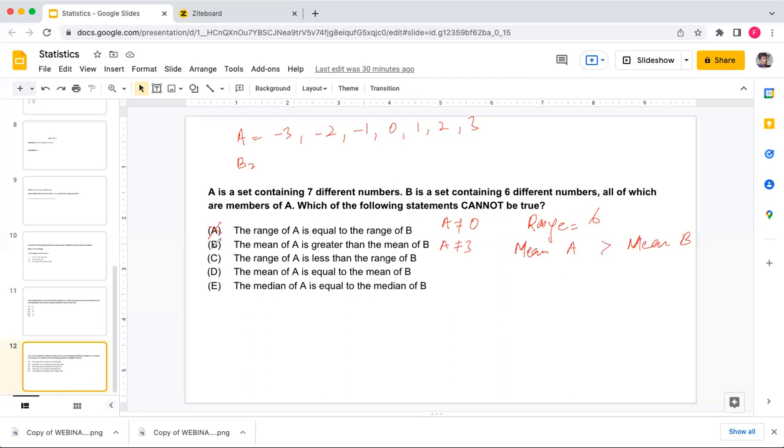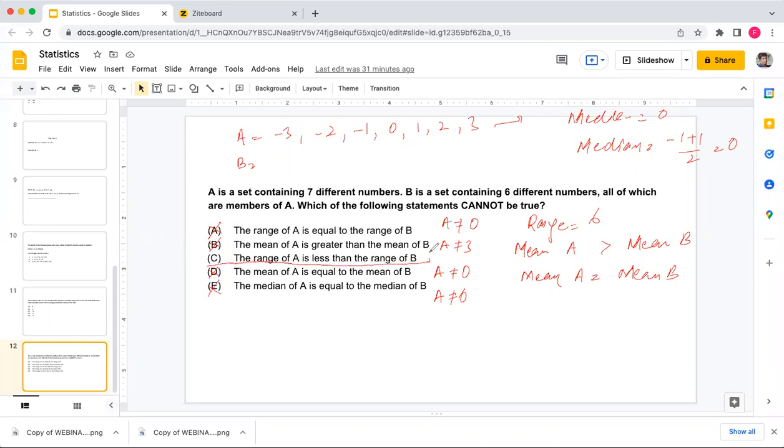For the time being, just leave C and move to the D part. The mean of A is equal to the mean of B. That is possible if B does not contain 0. The mean of A will then be equal to the mean of B. You can also check by calculation. The last one is that the median of A is equal to the median of B. Again, this is possible if B does not contain 0. For A, the median is 0. For B, the median is the average of the middle two, because now these are even terms. That will be (-1 + 1) divided by 2, which is also 0. So this is possible.